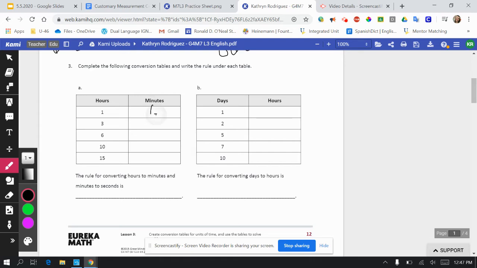60. And come on, pen. I promise I charged my pen. Okay. Okay, try again. 60. There we go. So then we'll go right on down the chart. 3 times 60 is 180.